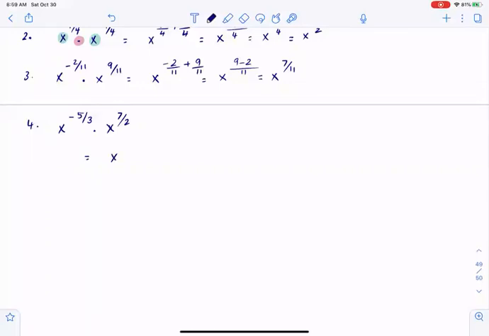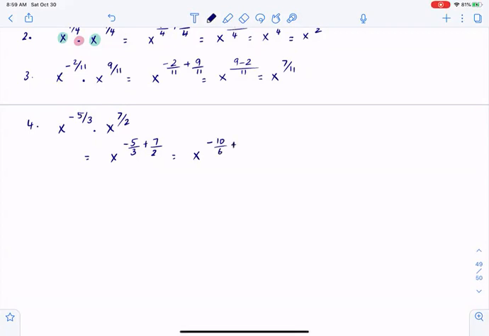So the bases are identical, so I can add the powers. But unfortunately, in this case, I don't have a common denominator, so I can't combine things directly. So I need to find the common denominator. The common denominator in this case is 6. So I multiply and divide 5/3 by 2. So 5 times 2 is 10. 3 times 2 is 6.